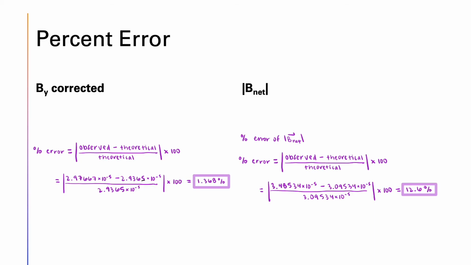In error calculations, the percent error, my By corrected, I used my observed value is what I found in the experiment. My theoretical value is what was calculated in the GlowScript code, and I got a really small percent error, which is pretty good. My magnitude of B net is not as good. 12.6% isn't a super bad percent error.